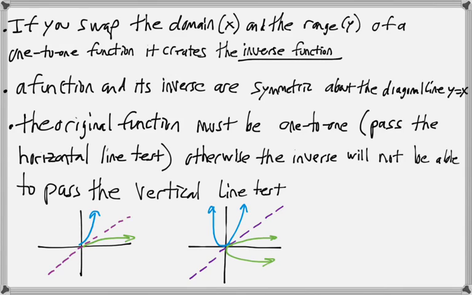But if we look at this one, if I reflect it, then my new function looks like that. And if you look at the original, it does not pass the horizontal line test because this intersects it in more than one location. And the reflection, or the inverse, does not pass the vertical line test. So that's not even a function. So this is a prerequisite for getting an inverse: you need to be one-to-one. You need to pass the horizontal line test. Otherwise, you won't be able to pass the vertical line test if you find the inverse.